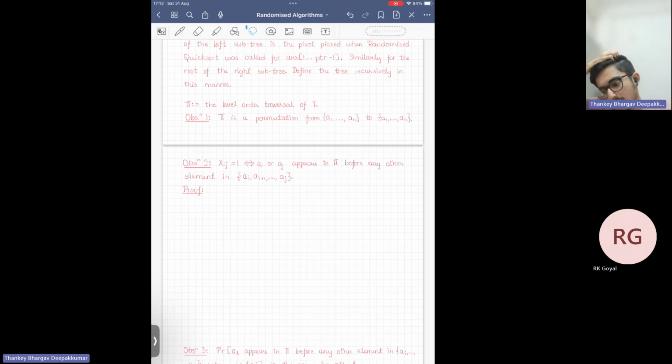As we discussed yesterday, suppose that we are at a point in the recursive calls where no element in Ai to Aj has been picked as a pivot yet.